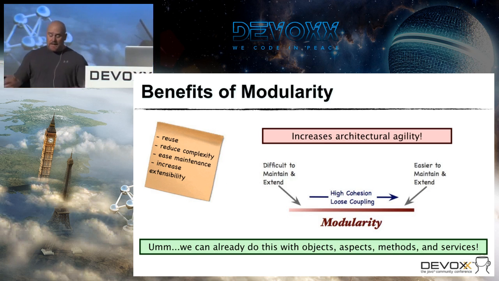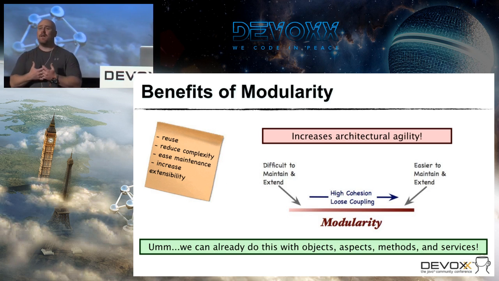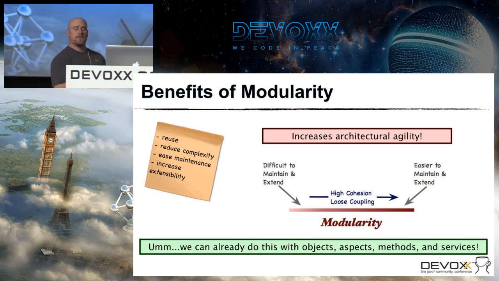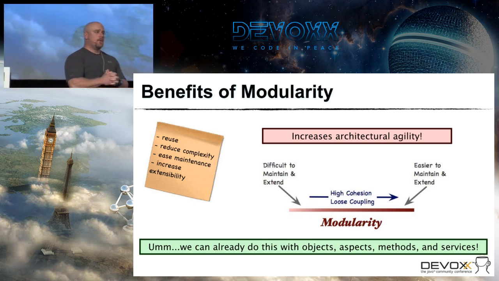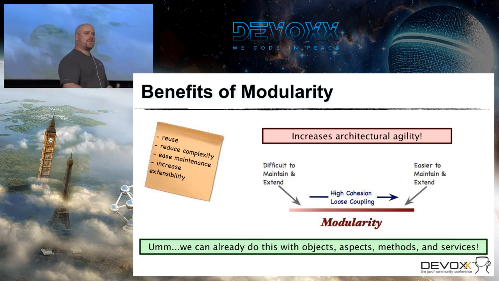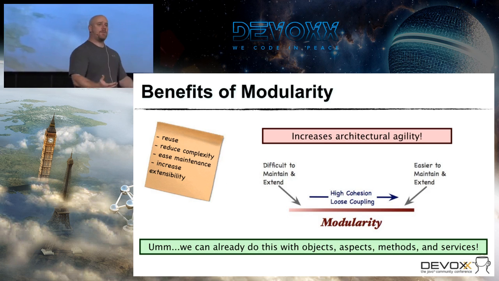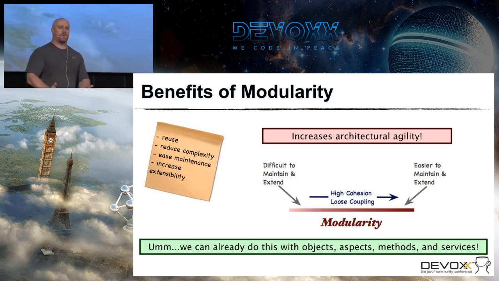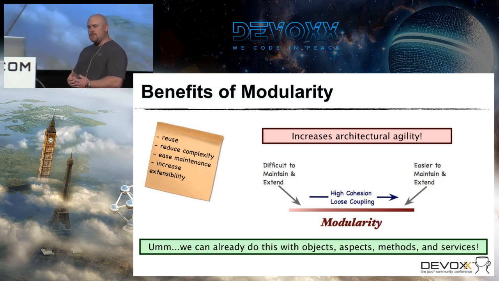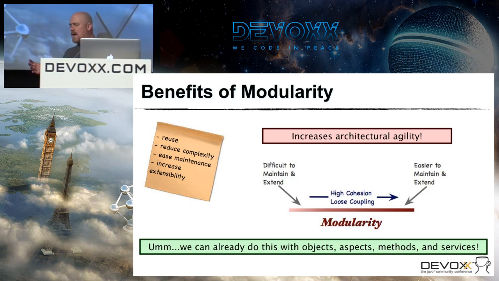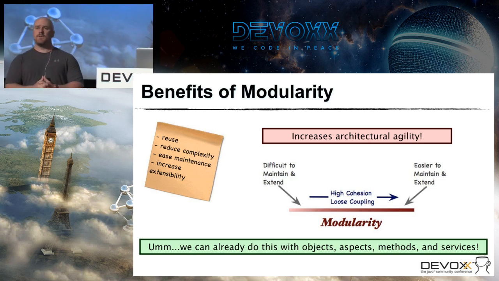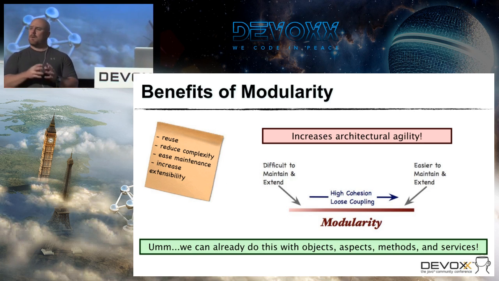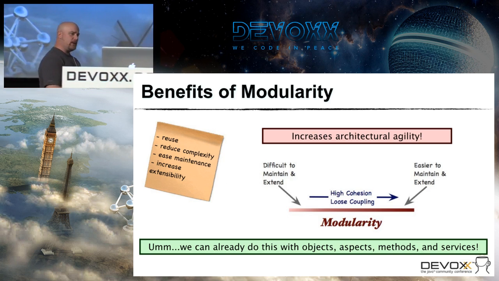I can say as an architect that I am willing to embrace change. I am going to allow my system to adapt and evolve and for designs to emerge. And yet, if I don't have a system that can accommodate that change, how agile can I ultimately be?